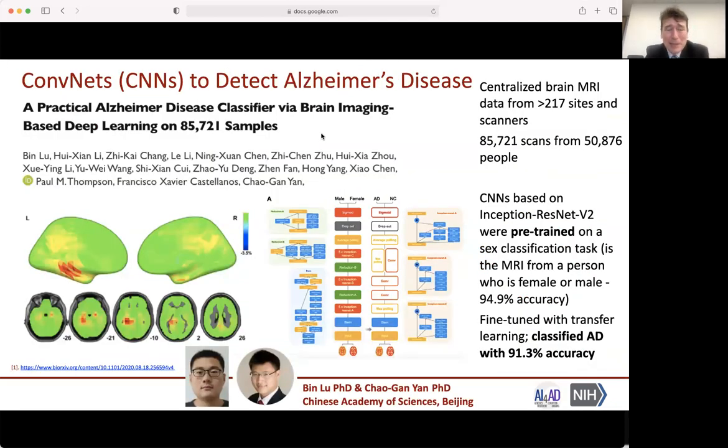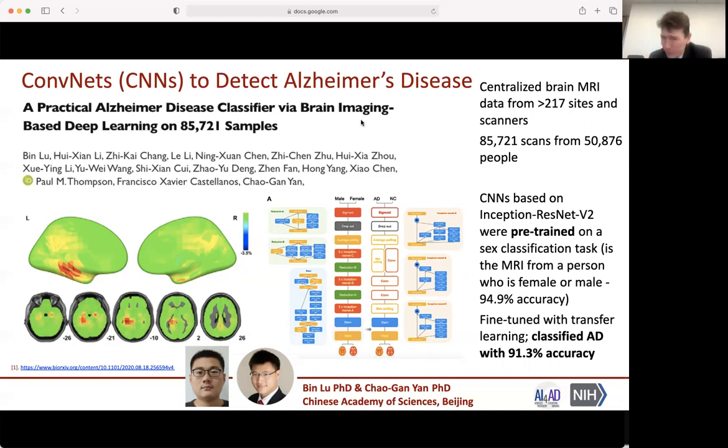A really fantastic paper, remarkable work by Bin Liu and Xiaogan Yan at the Chinese Academy of Sciences. They trained an Alzheimer's disease classifier on MRI scans from, in fact, 50,000 people or 85,000 scans from 218 sites and scanners. And what they did is they pre-trained the network on a sex classification task, trying to tell if the MRI was from a person who was male or female. And once the network was good at that task, they fine-tuned it using transfer learning to classify Alzheimer's disease.